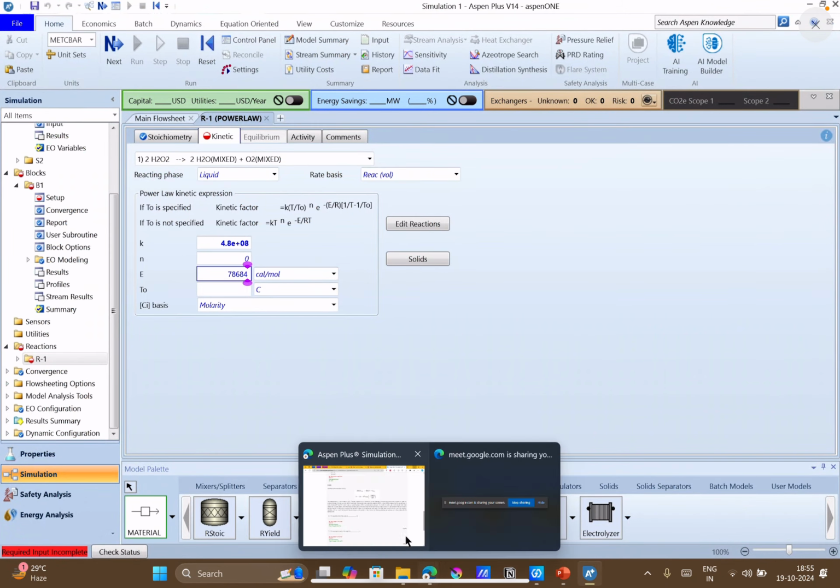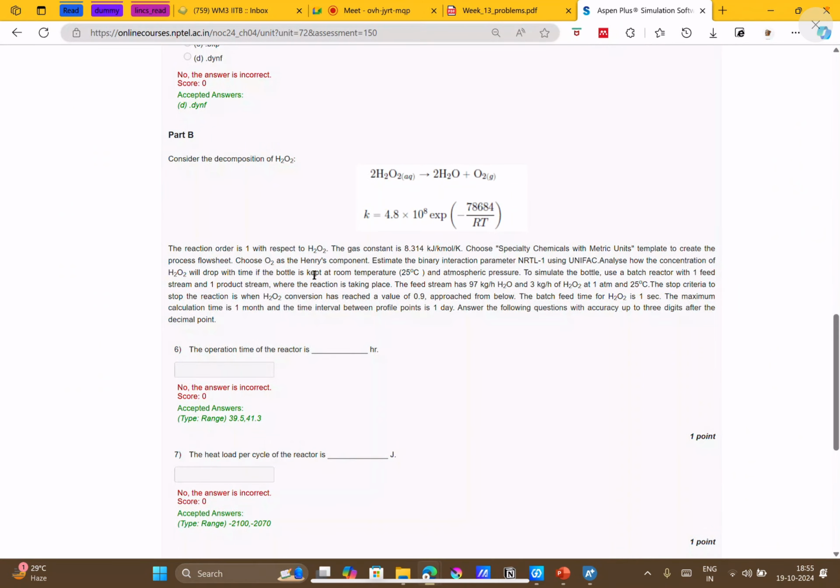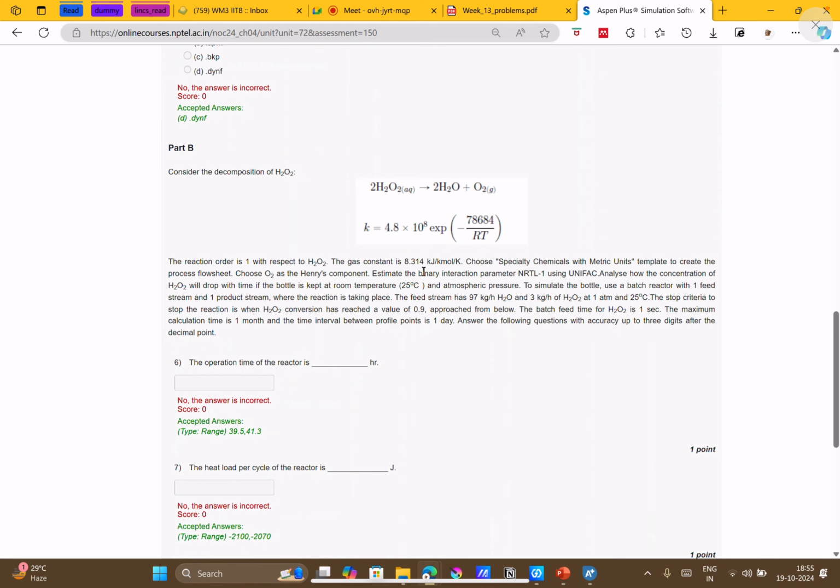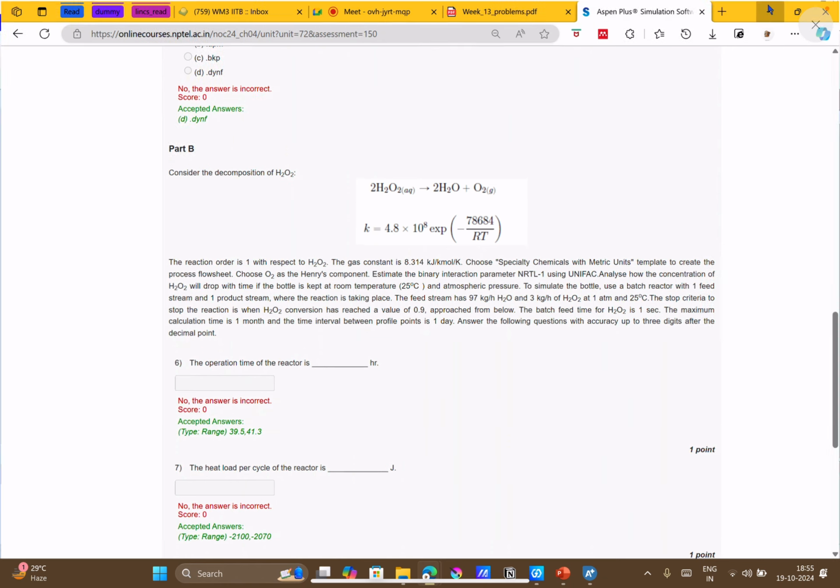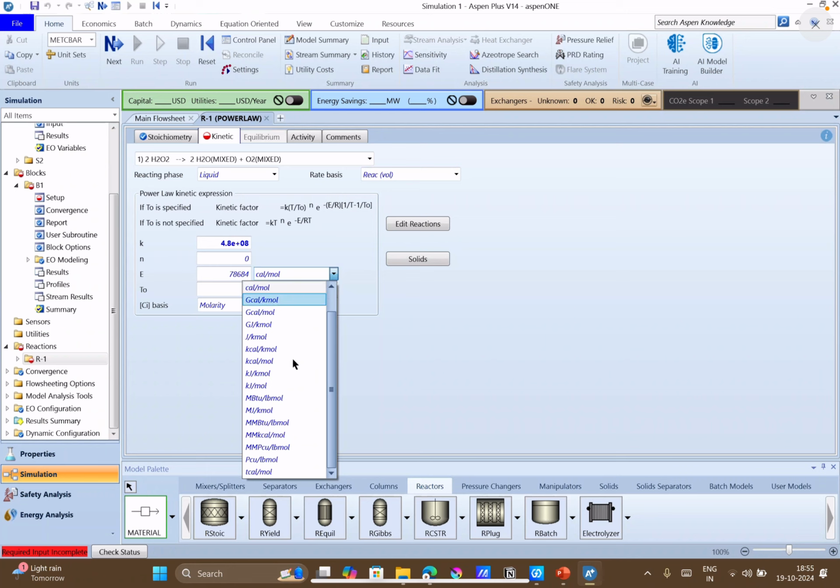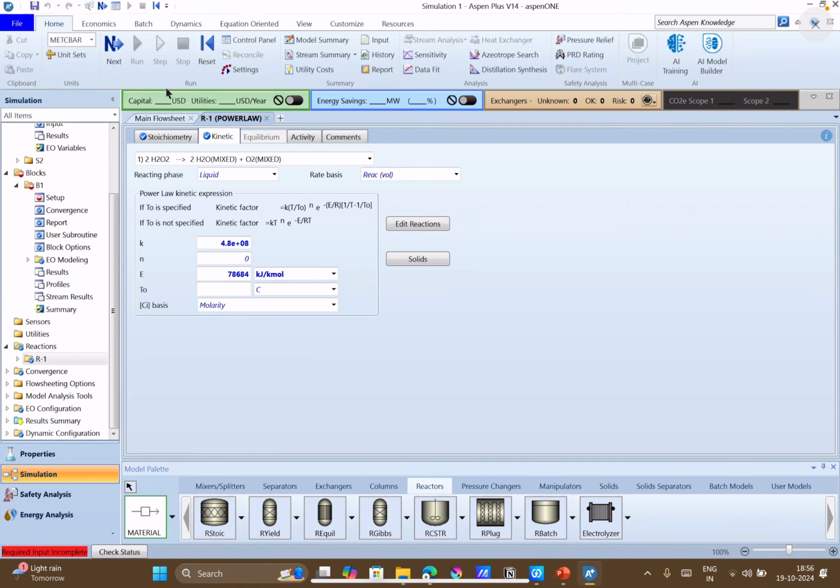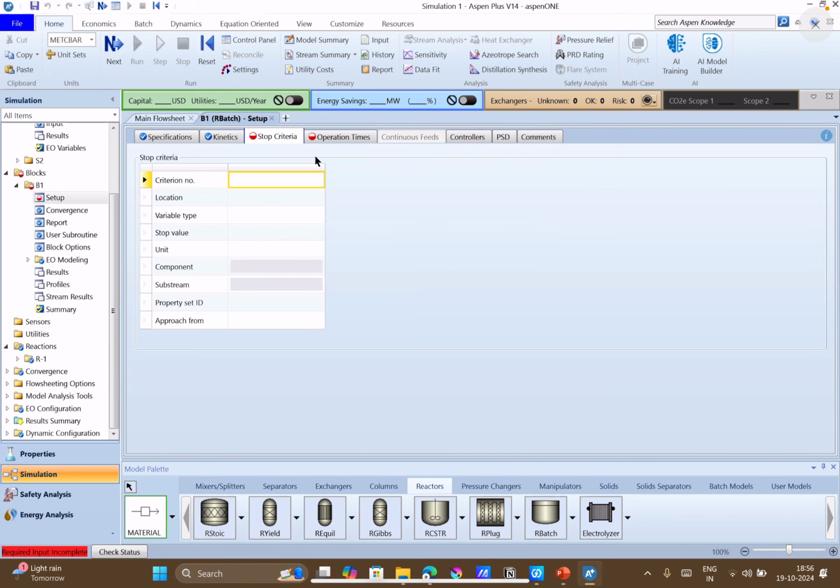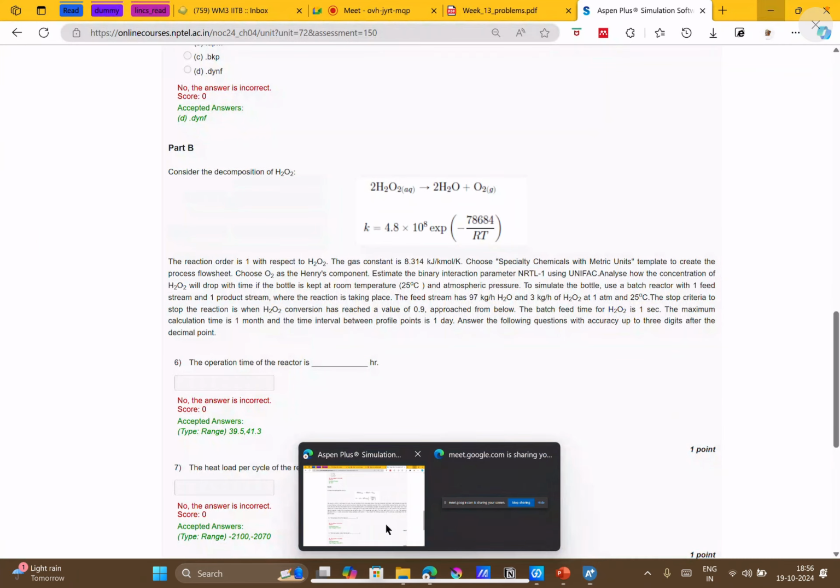Now unit. So here see, the unit for the rate constants are given, right? Kilojoule per kilomole Kelvin. So E unit will be kilojoule per kilomole. You can select kilojoule per kilomole. T0 is not provided, so that is fine. Now let's go to the batch reactor part again.